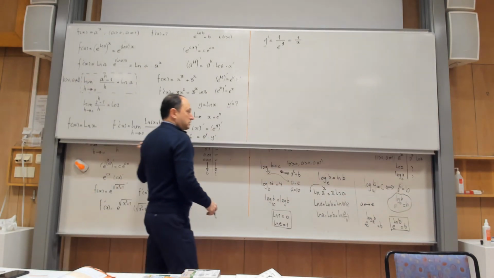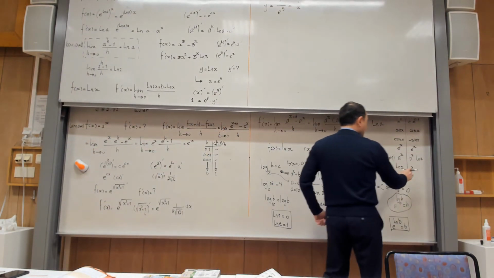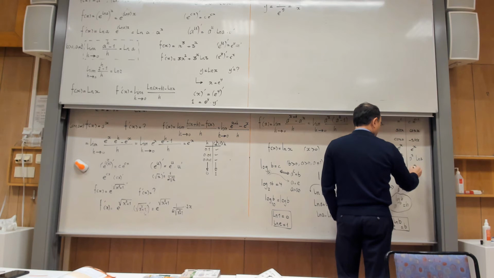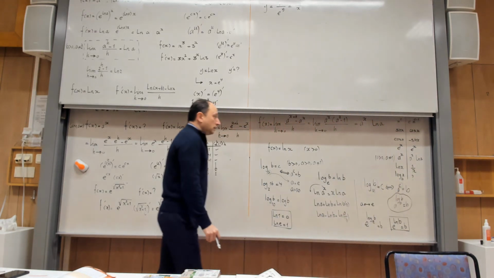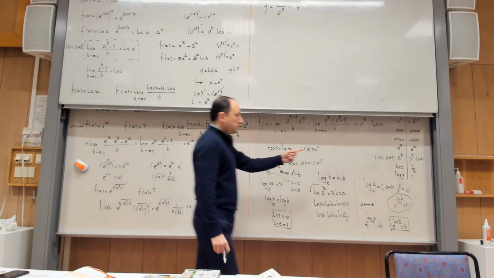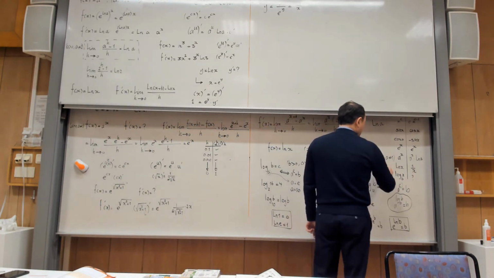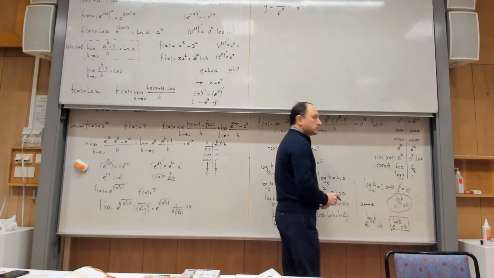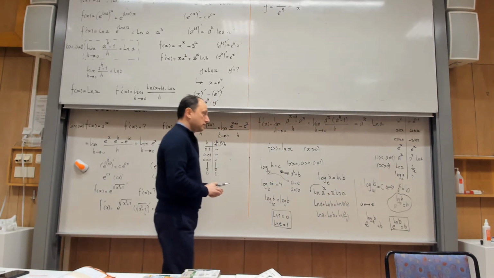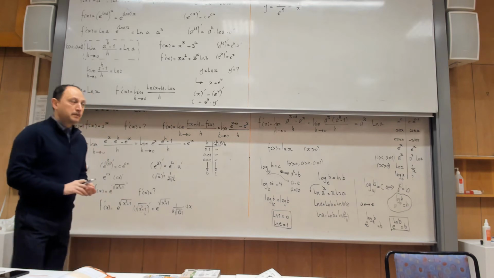So let me write this here. This question mark now I clean. This becomes 1 over x. But this formula is true if x is positive, because otherwise ln of x is not defined in the first place. Yes?